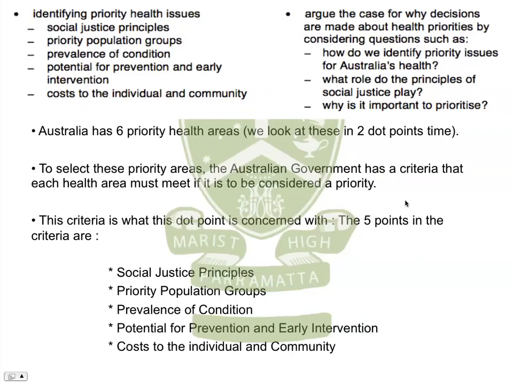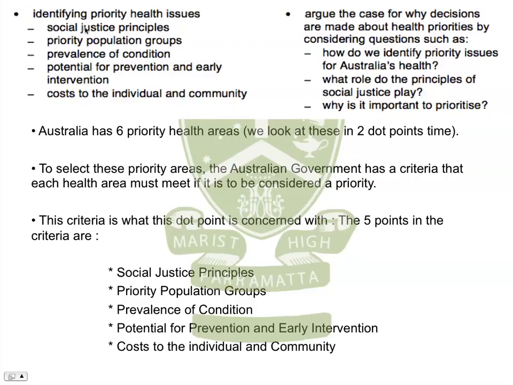The second dot point looks at identifying priority health issues. So as you know, and as we're going to tackle in about 2 dot points time, there are 6 different priority health issues in Australia. And you're talking about cardiovascular disease, cancer, asthma, mental health conditions, diabetes, and also respiratory diseases. So as you can see here, I've mentioned this point is not actually looking at those particular health conditions. This is looking at how do we select these health conditions.